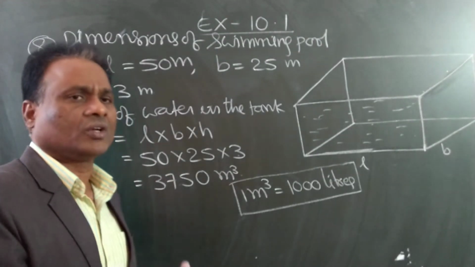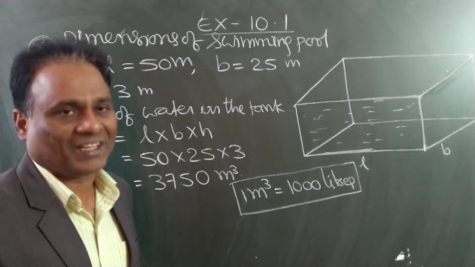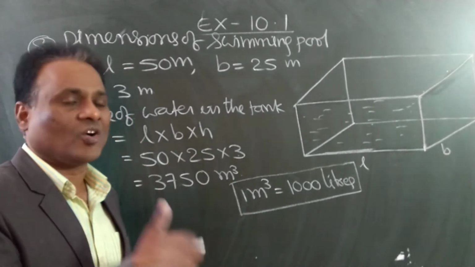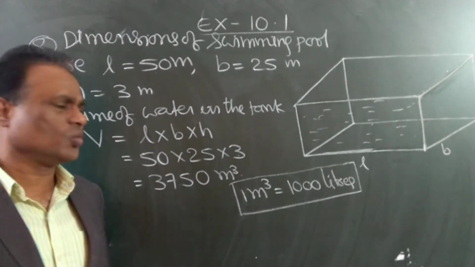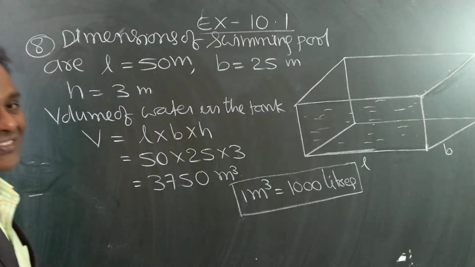Like that, you know conversion. 1 kilometer is equal to how many meters? 1 meter is equal to how many centimeters? 1 meter is equal to how many millimeters? All that conversion you know. So remember this, 1 meter cube is equal to 1000 liters.